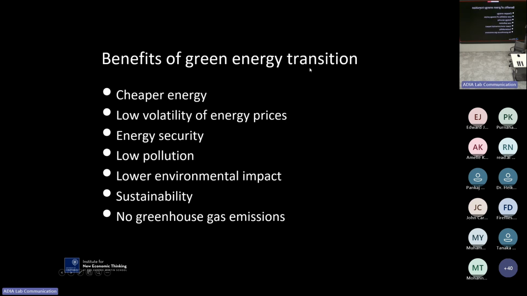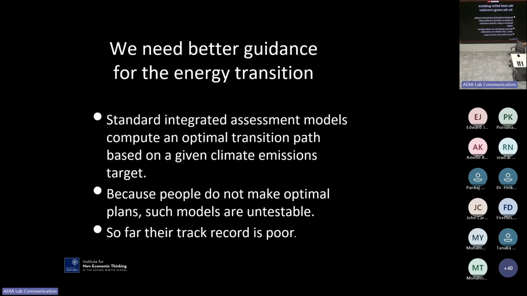There's also a lot of other advantages: cheaper energy, low volatility of energy prices, energy security, low pollution, lower environmental impact, more sustainability, and of course, the big ones, no greenhouse gas emissions. I think nonetheless, we still need better guidance. We need to figure out how to get storage up and running as fast as we can. We need to think about what are the best policies to make this happen. How can we do this and have everybody make a good profit?